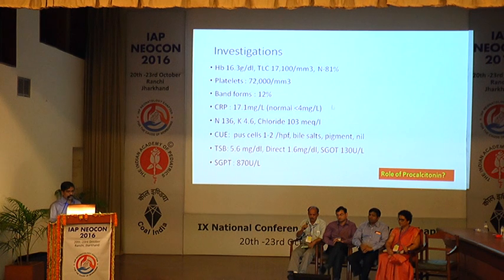So first sets were 1 to 2 pus cells per high power field, bile salts and bile pigments were negative, meaning it's not cholestasis. TSB was 5.6, direct was 1.6, but what you can see here is SGOT, SGPT are both markedly elevated. So almost more than 4 times. And in this scenario, it can still be an infection, can still be an IEM, still it can be a cholestasis or an IEM presenting with secondary infection.